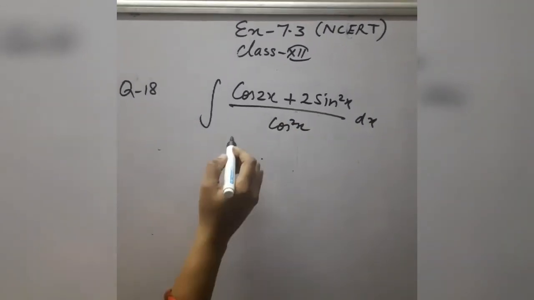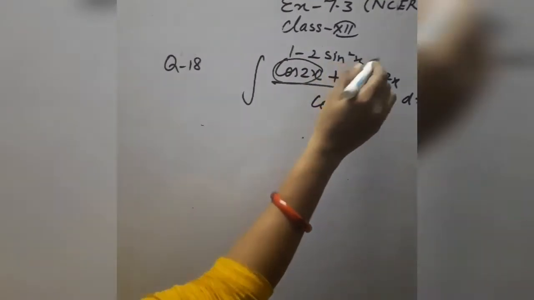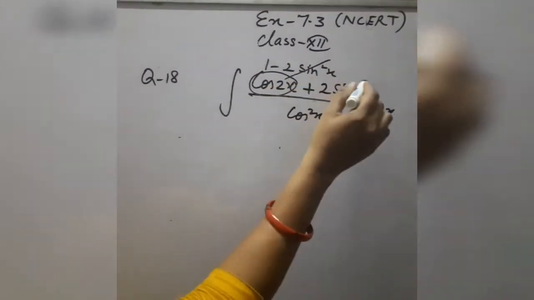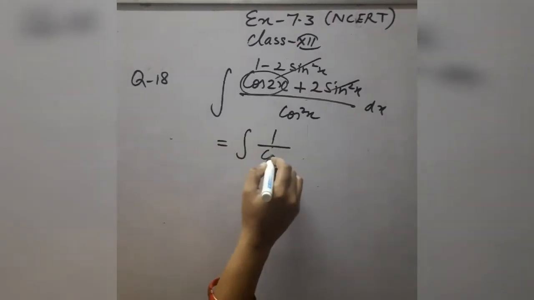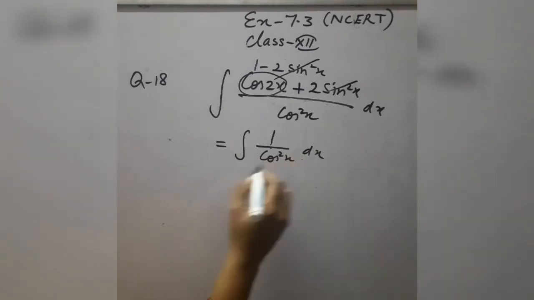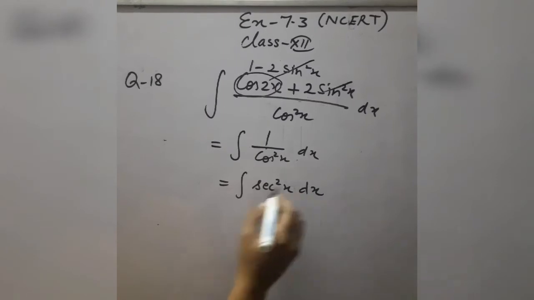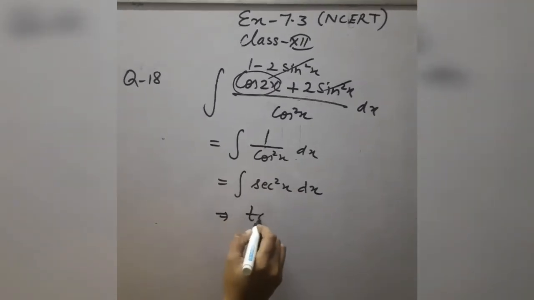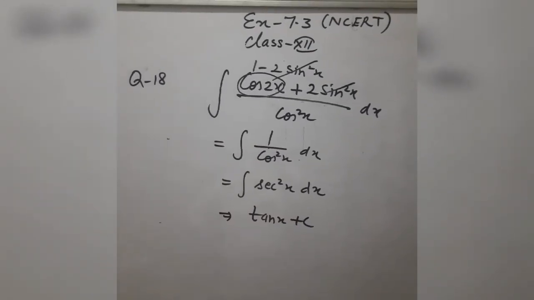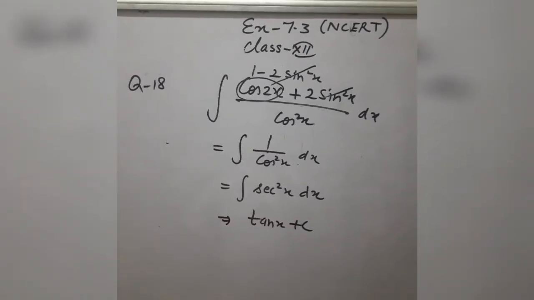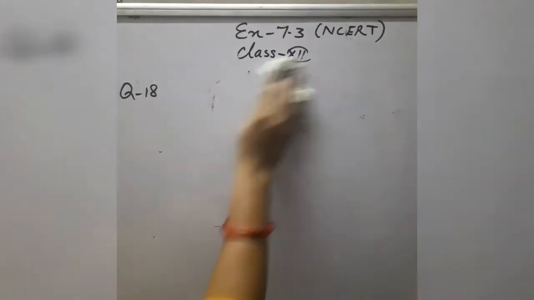It's very simple. All of you know that cos 2x is equals to 1 minus 2 sin square x. This minus 2 sin square x is cancelled with plus 2 sin square x. It becomes 1 by cos square, and all of you know that what is reciprocal of cos square? Secant square x, and integration of secant square is tangent x plus integration constant c. So it's very simple. Just we have used the formula of cos 2x, and after that integration.